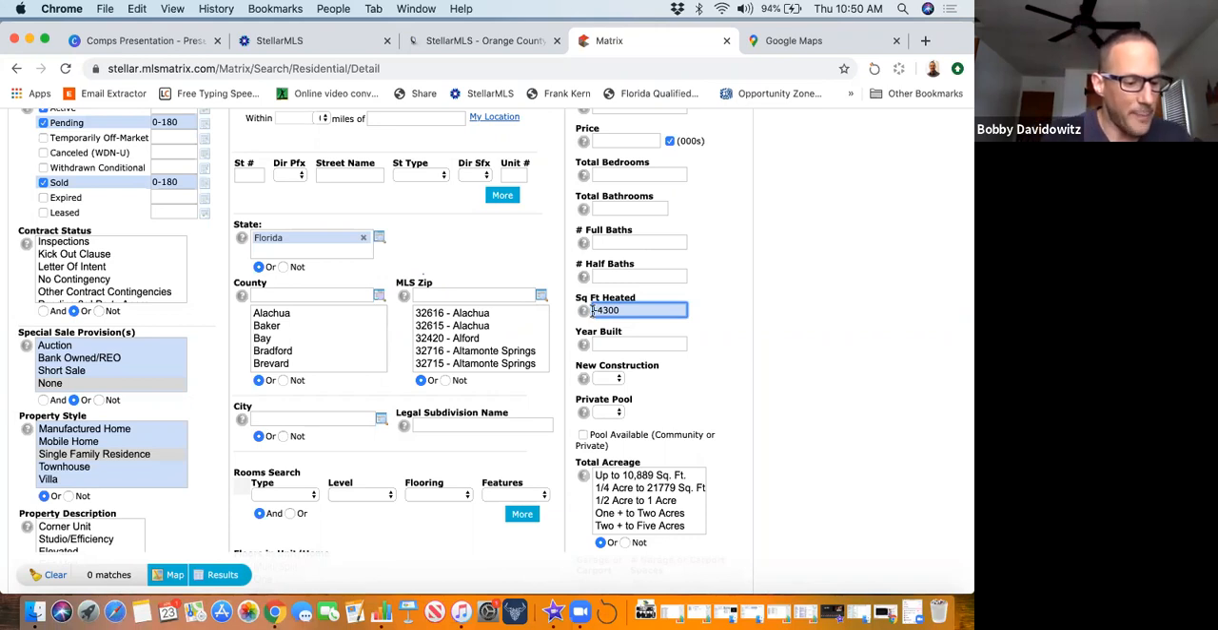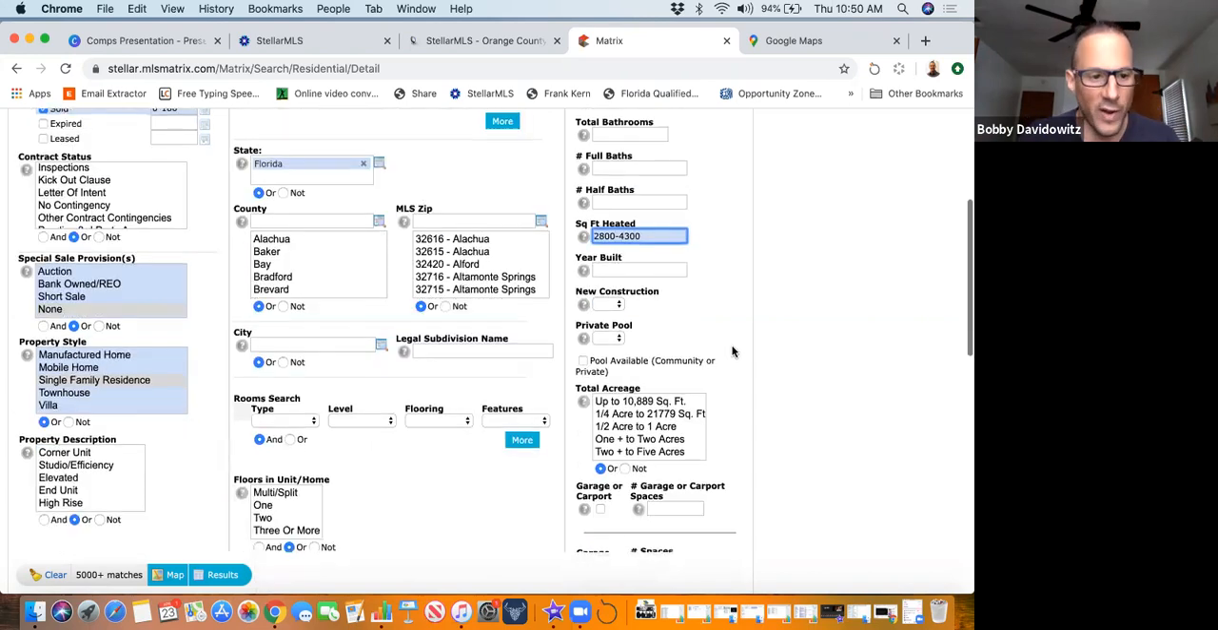So I go back, put 3,547, and subtract 20%. That gives me 2,837, and I'm going to round it down to 2,800 square feet. You can see I put a range here. For the heated square feet, I'm only going to be looking at properties that are 2,800 to 4,300 square feet. If I go outside that range, that's not what an appraiser is going to do, and it's going to skew the numbers. So this is all I do for now on this page.